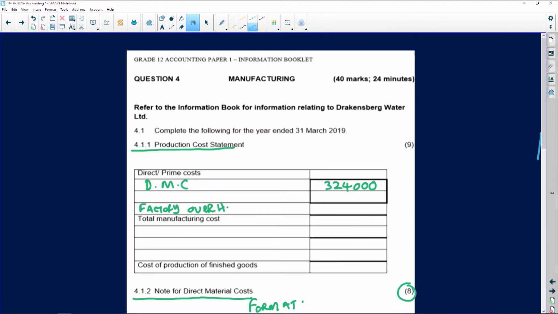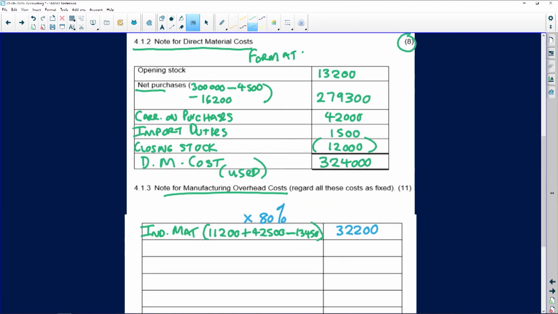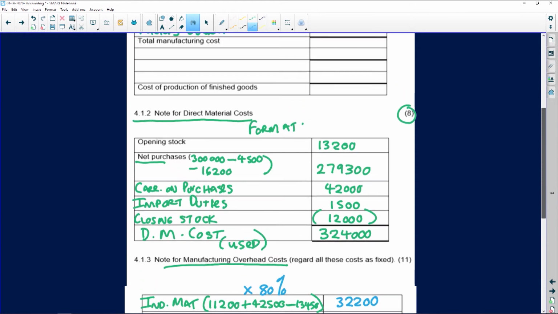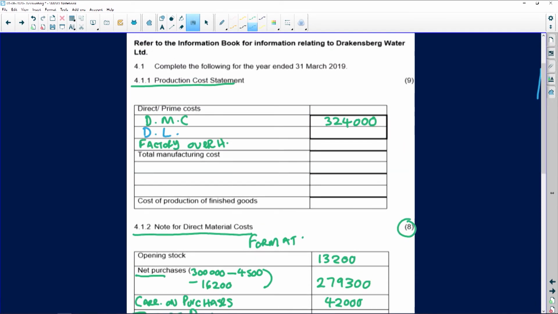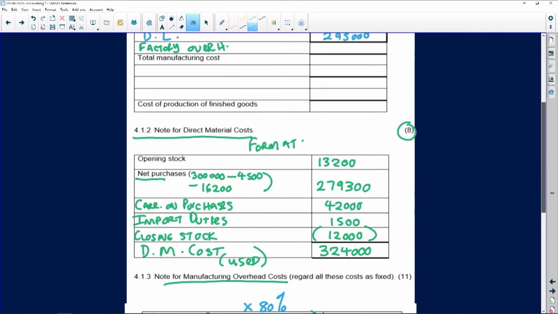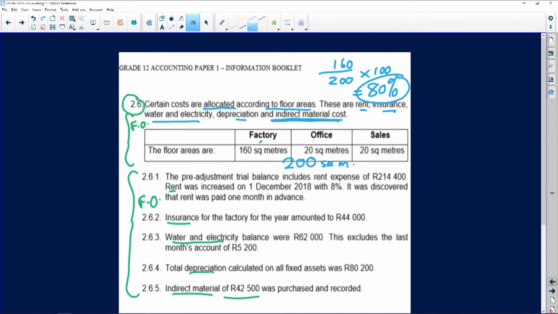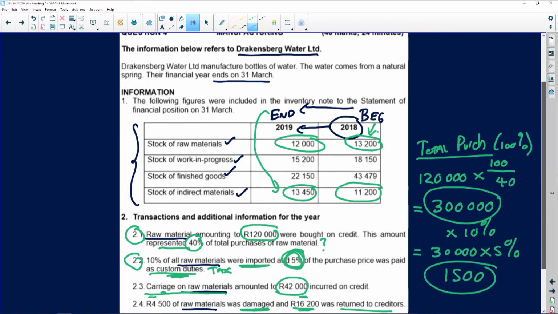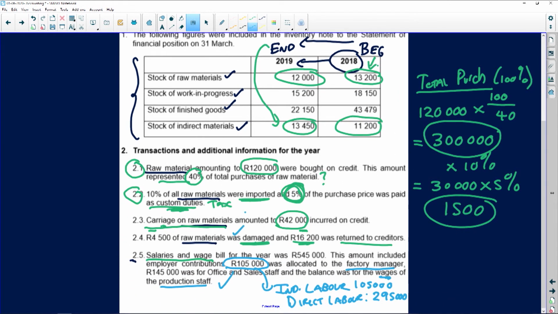I'm going to start off with indirect labor, and here it's only the factory manager, so indirect labor is an amount of 105,000. Then my direct labor should be the amount that we calculated earlier on, 295,000. Right, the next part of the calculation. Let's go back to our info. We've now sorted out all of this.